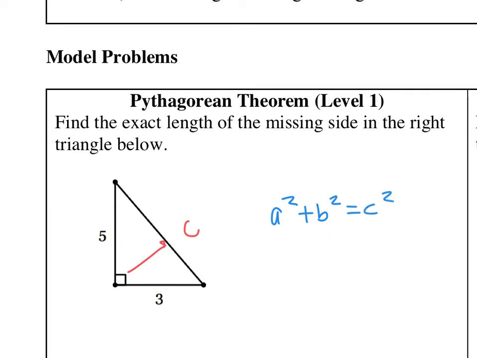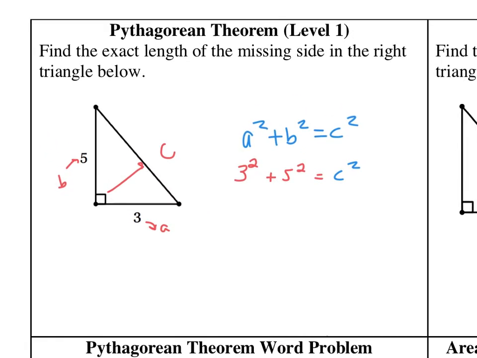We now go to our image and we label our a and our b. So I'm going to make 3 my a, 5 my b. It doesn't really matter which one you make it as long as you don't make them a c. So we now go back to our rule and we substitute into our equation. So I have 3 squared plus 5 squared equals c squared.